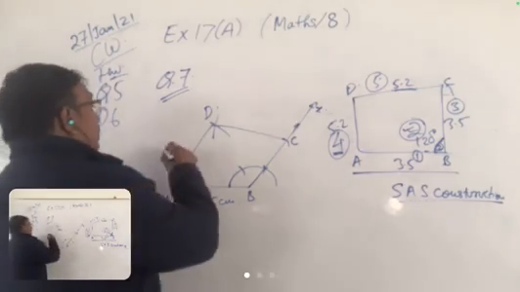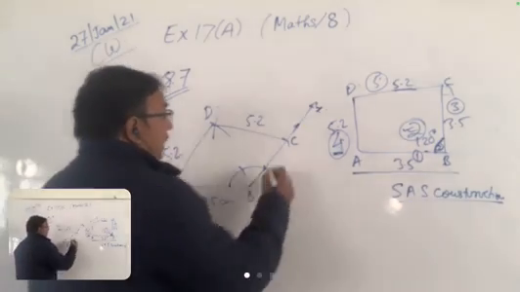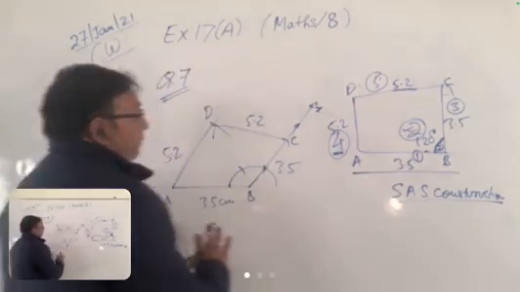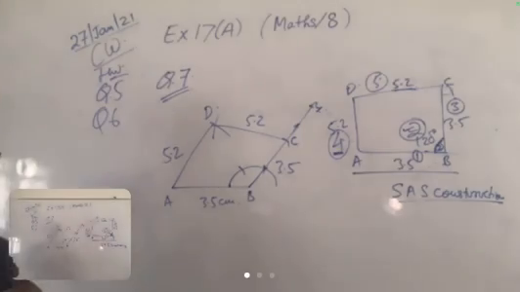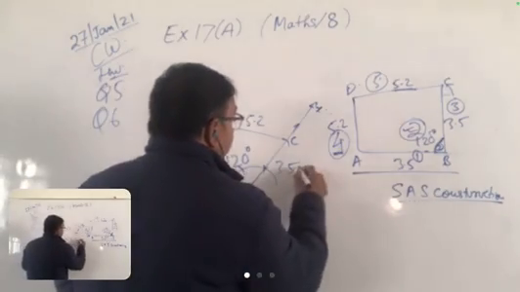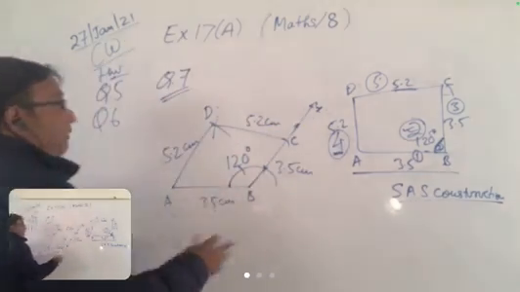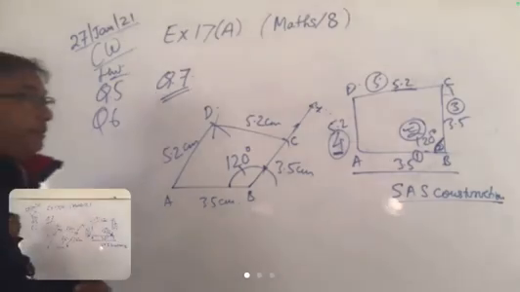Your quadrilateral is with scale, my quadrilateral is without scale. It's just a rough figure. And whatever is given, you have to write.